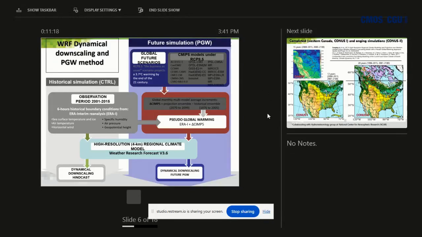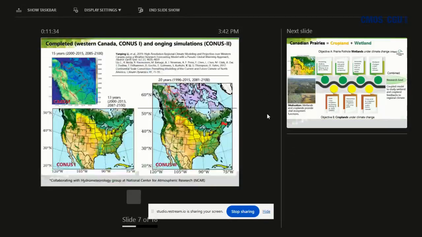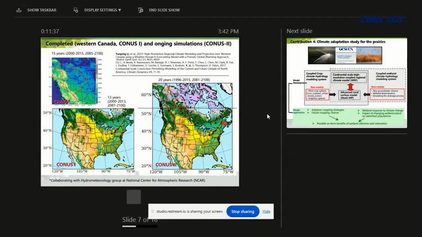We also worked together with the National Center for Atmospheric Research, NCAR. That simulation, the lower left, CONUS 1, covers the whole US and the southern part of Canada, up to Jasper, I remember. Later we worked with NCAR on another project called CONUS 2, which has a much larger domain and covers all of Canada, including the polar part. The forcing is also a little bit different.